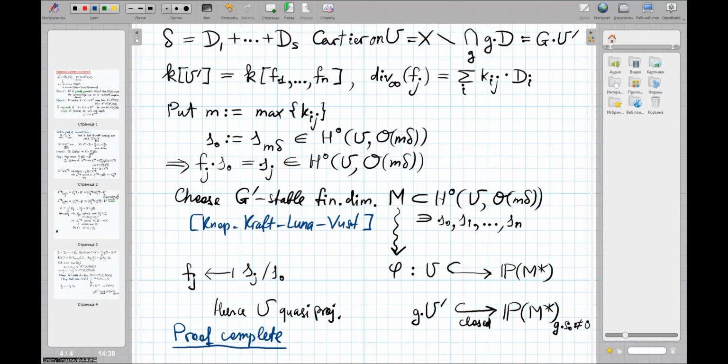So how can I prove that U is open in its closure in the projective space? Well, because locally, let's take a look here.